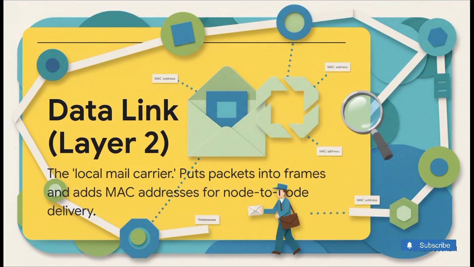This is the local mail carrier. It takes that IP packet and puts it inside yet another wrapper called a frame. This frame contains the MAC address, which is a unique hardware ID for your device, of your computer and your local router. This is all for just getting it from one device to the next on your home network.